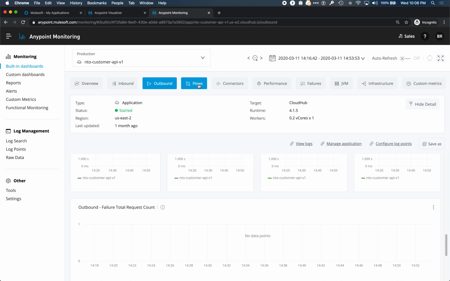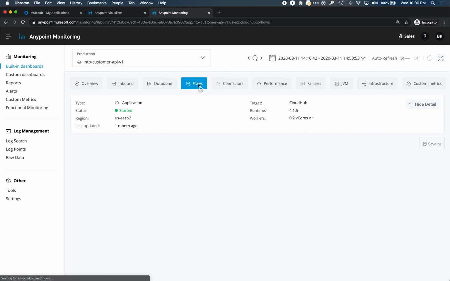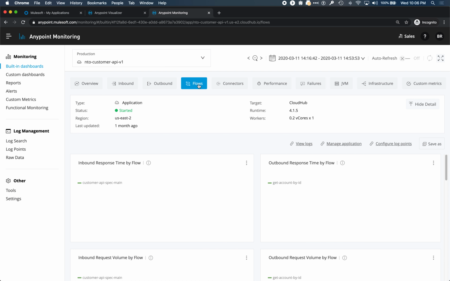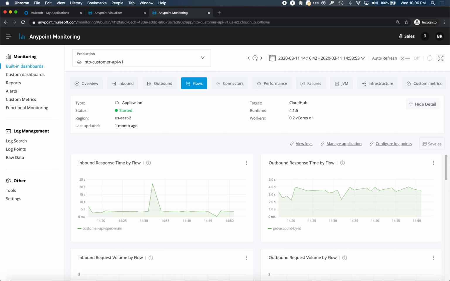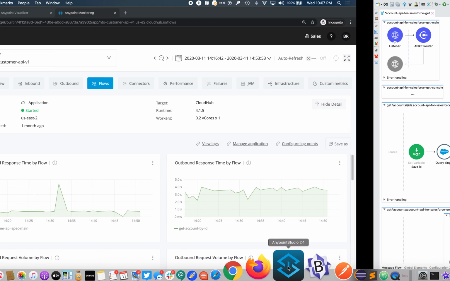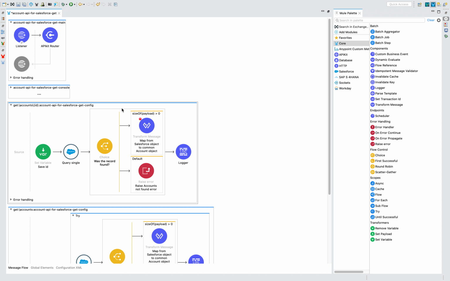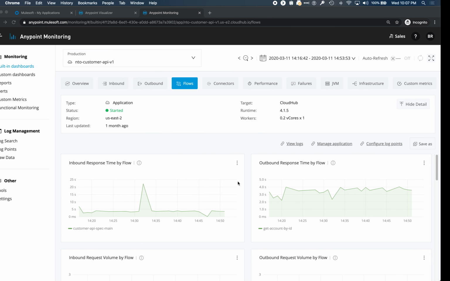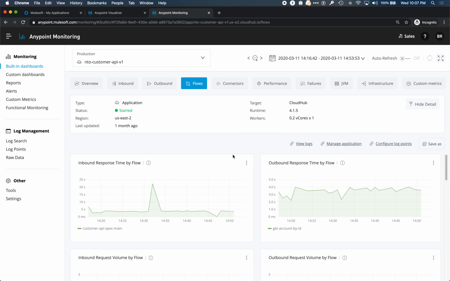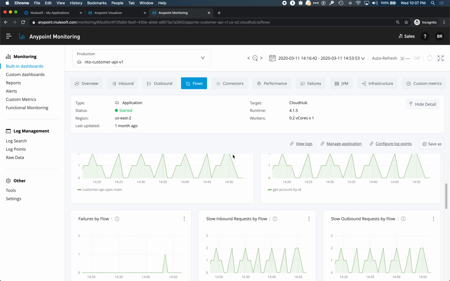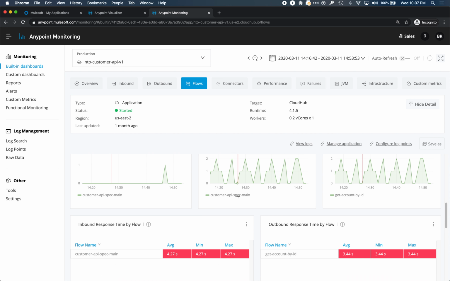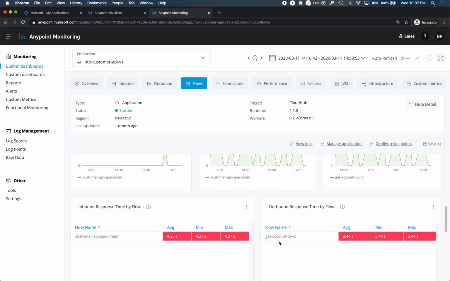Now, I can go further. I can drill down and look at within my application, and if you'll recall from our development series that we looked at, each of these flows within here will have its own metrics that I'm looking at. And so now when I go to the Flows tab, this is where I'm looking at what's going on at a flow level, and I can see each one of those flows and what it's doing.